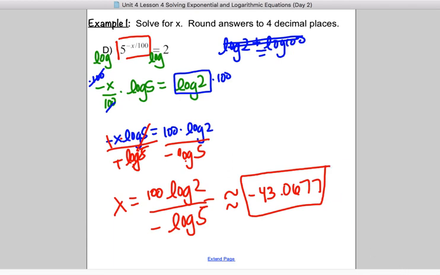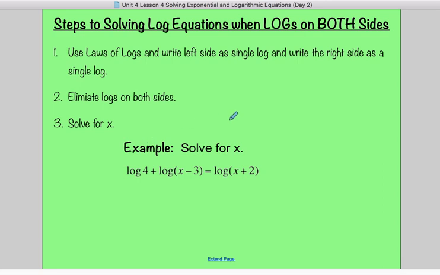Now we just did exponentials. Now we're going to move on to log equations. Yesterday we had it when we had just one log. Today we're going to have it when there is log actually on both sides. Your goal is to have one log on the left-hand side and one log on the right-hand side. And then it's actually pretty easy. The logs will eliminate, and you can just go ahead and solve for x.